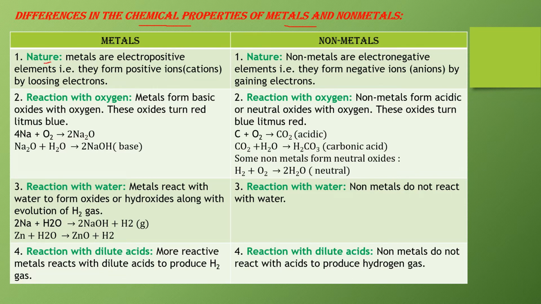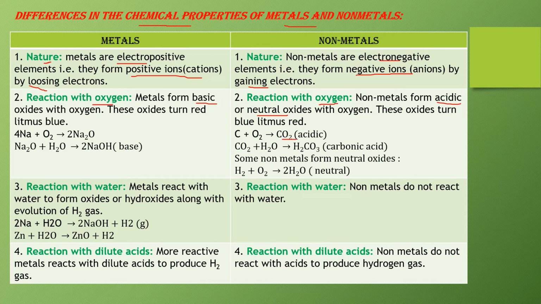So first I am starting nature. So metals are electropositive in nature because they form positive ions or cations by losing electrons. Now non-metals are electronegative in nature because they form negative ions or anions by gaining electrons. Now the second is reaction with oxygen. Whenever metal reacts with oxygen, they form metal oxide, which are basic in nature or sometimes amphoteric in nature. Now on the other hand, whenever non-metal reacts with oxygen, they form oxide which are either acidic in nature or neutral in nature. Now I am taking example, carbon plus oxygen gives CO2, which is acidic in nature.